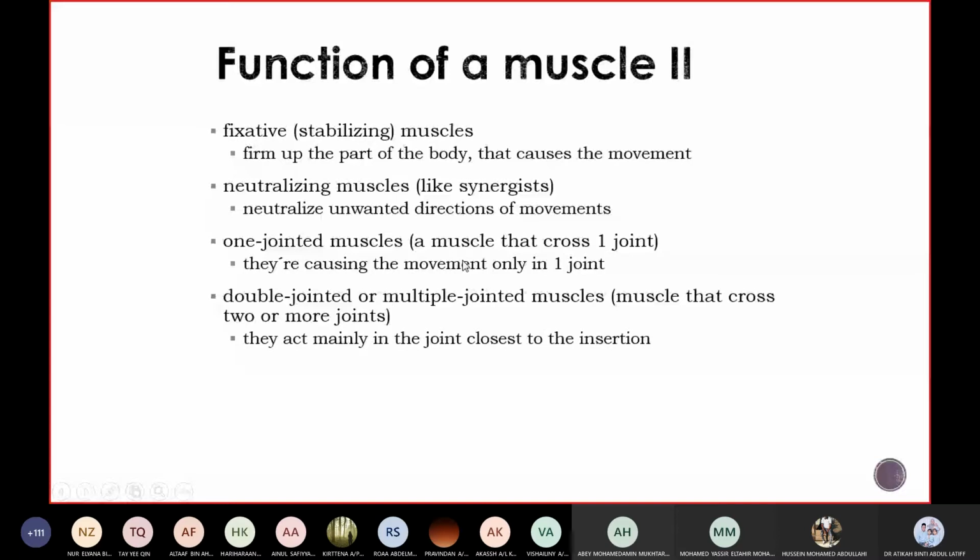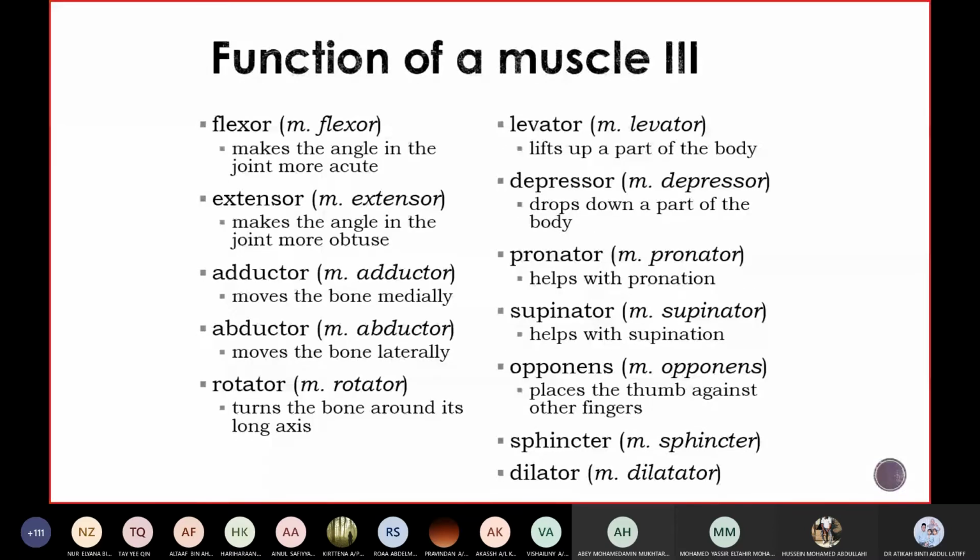Okay, so function of a muscle, part 3. We have flexors, extensors, adductor, abductor, rotator, levator, depressor, pronator, supinator, opponens, sphincter, dilator. So we have a lot of muscles that are named according to their action.